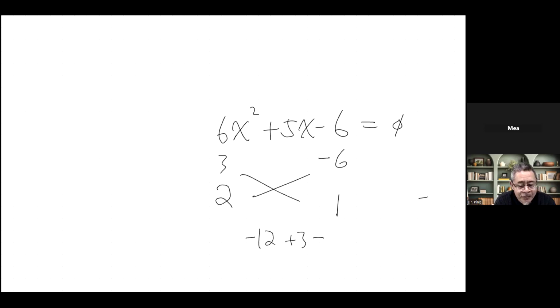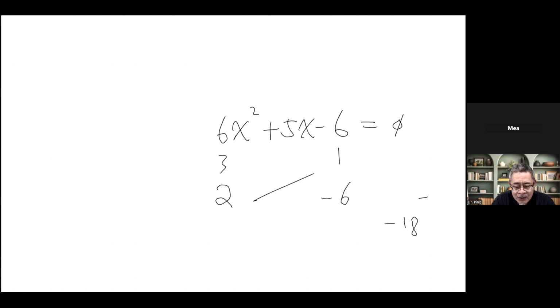Then we move 6 down and swap that. We got 1 and 6, and say negative here. 3 times -6 is -18. 1 times 2 is -16. And so the absolute value of that is 16, which is not 5. That means this one won't work. So I break down to 3 and 2.